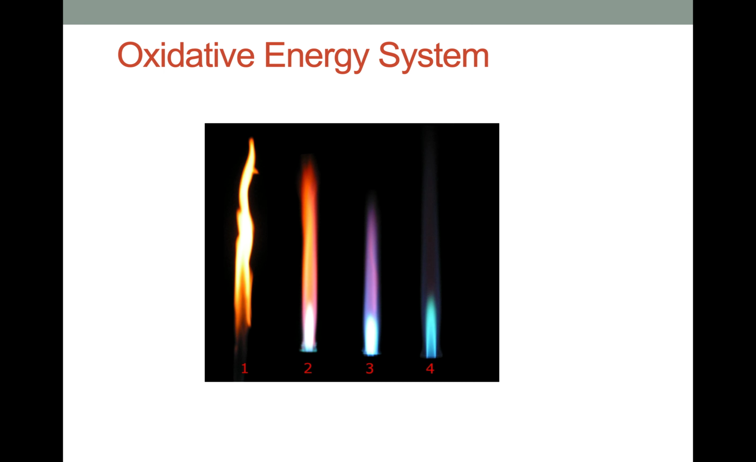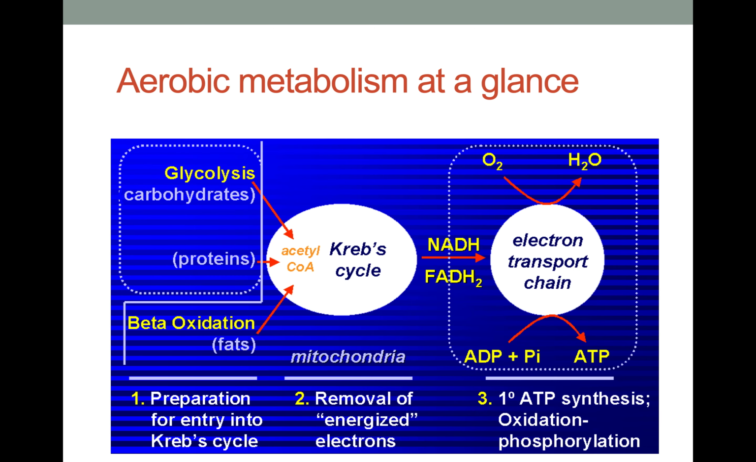Our last energy system to cover is the oxidative energy system, sometimes called the aerobic system. In a nutshell, there are 3 steps to producing energy oxidatively. The first step is preparation. And this is where we're breaking down substrates to produce the molecule acetyl-CoA.